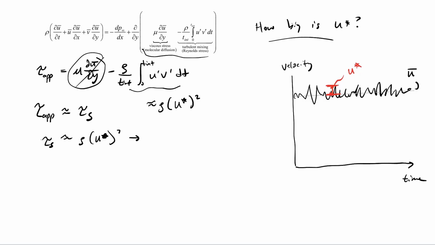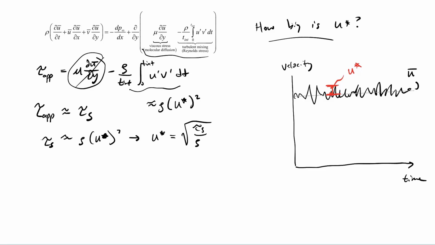Which gives us the following. It tells us that U star is equal to the square root of tau s over rho, just solving for U star. This gives us a rough estimate of the size of U star. Now we just need to figure out what my shear stress at the wall is, and then we have a good estimate of U star for this flow.